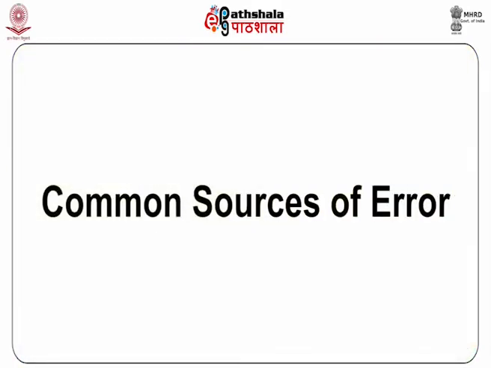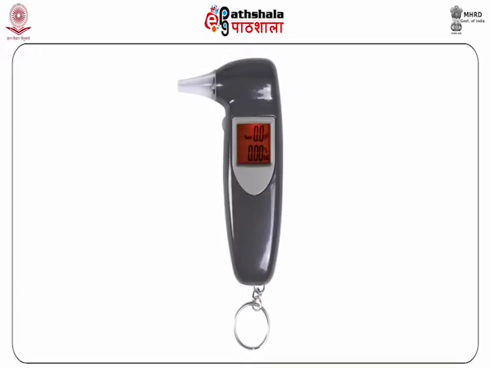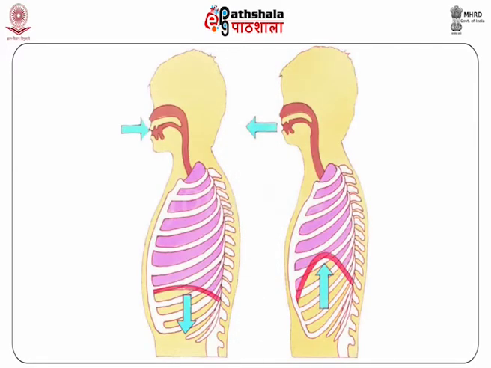Common sources of error. Breath testers are temperature sensitive and may give false readings if not recalibrated or adjusted to account for the surrounding or ambient temperature of air. The subject's body temperature is also important. Pattern of breathing can also significantly affect results of a breath test. Following are the common sources of error in different breath alcohol testing devices.